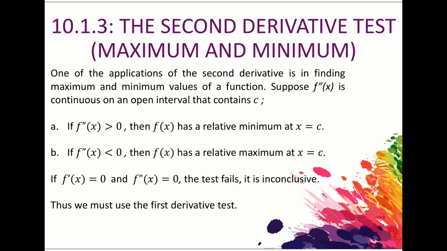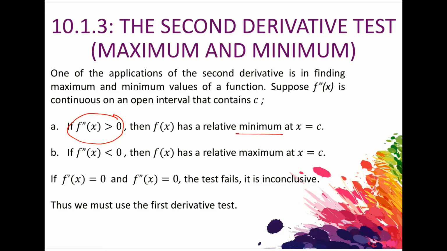10.1.3. So now we're going to learn how to use the second derivative test in order to determine the relative maximum and the relative minimum of a function. Suppose we have the second derivative of f(x) that is continuous on an open interval that contains c. We have the first case where if the second derivative of f(x) is greater than 0, which is positive, then f(x) has a relative minimum at x equals c.